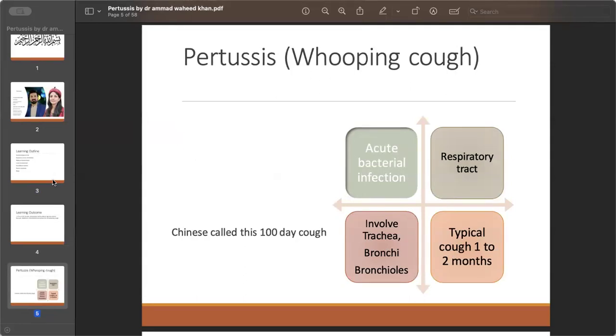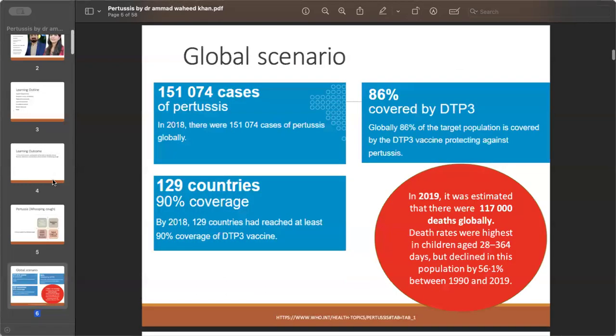Pertussis, whooping cough, is an acute bacterial infection. The respiratory tract is involved: trachea, bronchi, bronchioles. The typical cough lasts 1 to 2 months. The Chinese called this the 100-day cough.